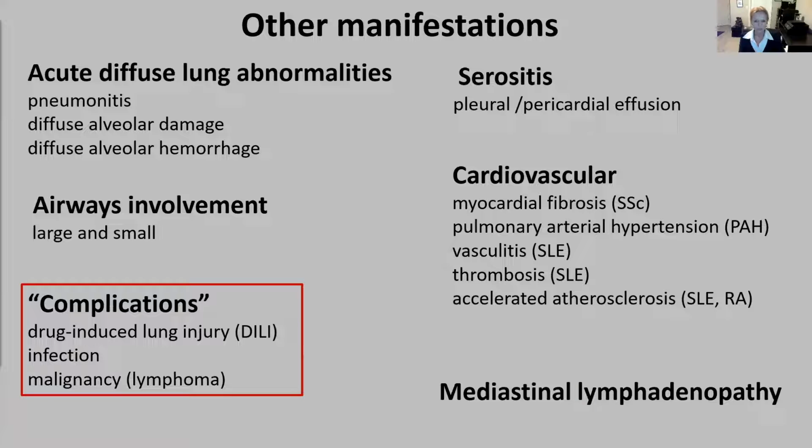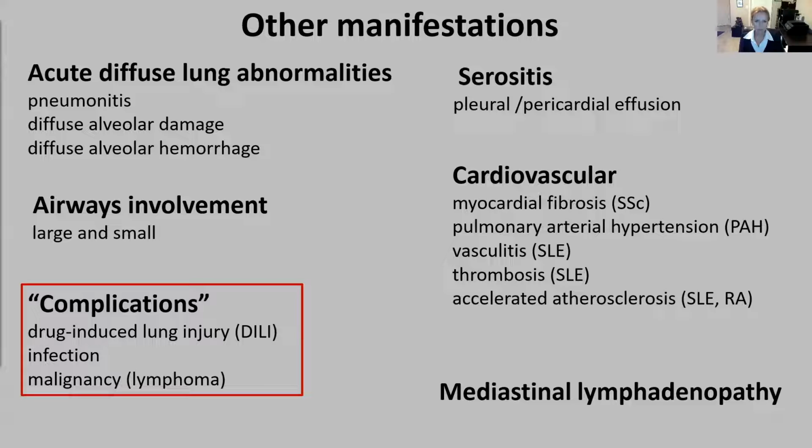To make things even more complex, there are multiple other manifestations in the chest that we can encounter. Acute manifestations include pneumonitis, diffuse alveolar hemorrhage, diffuse alveolar damage. There may be airway involvement, both small and large airways. Serositis is very common. We may see mediastinal lymphadenopathy or thymic enlargement. Cardiovascular findings include myocardial fibrosis, pulmonary arterial hypertension, vasculitis, thrombosis. Accelerated atherosclerosis is a big problem in connective tissue diseases.